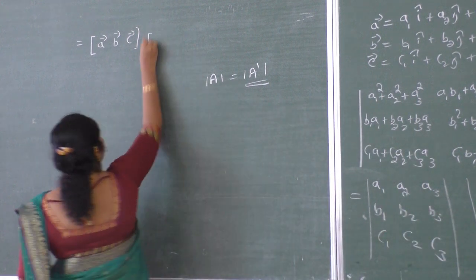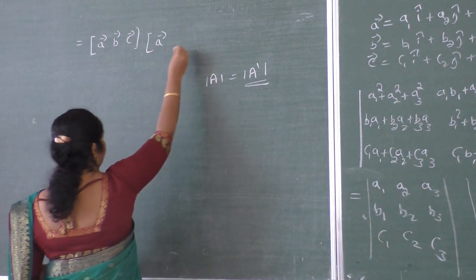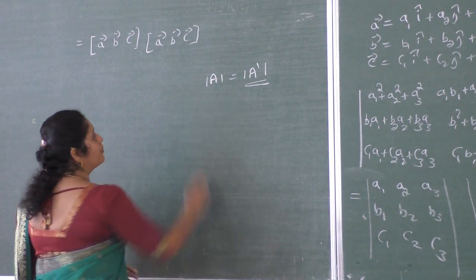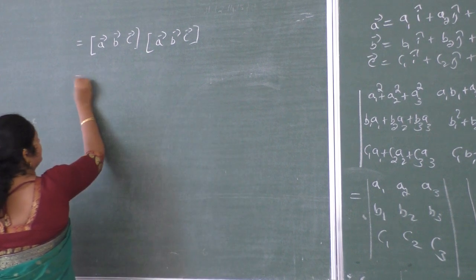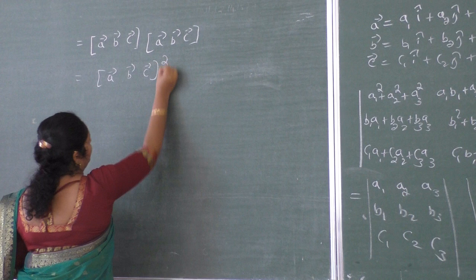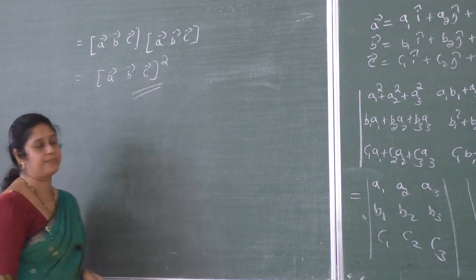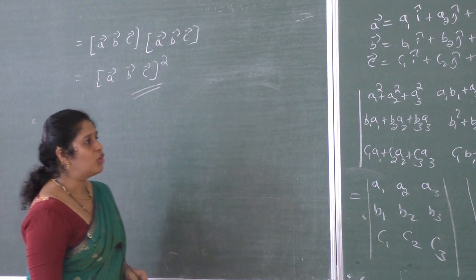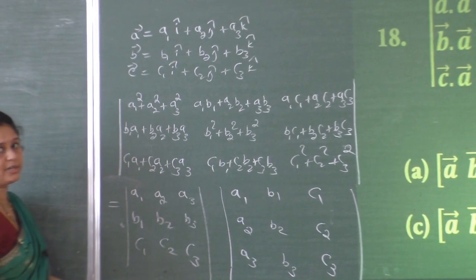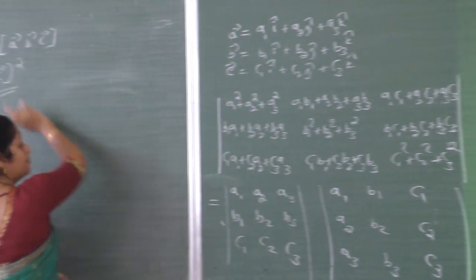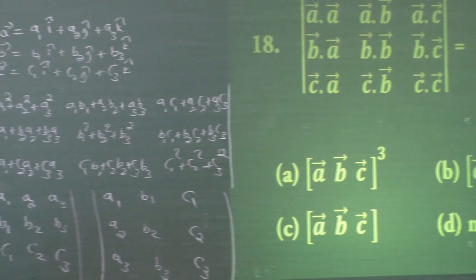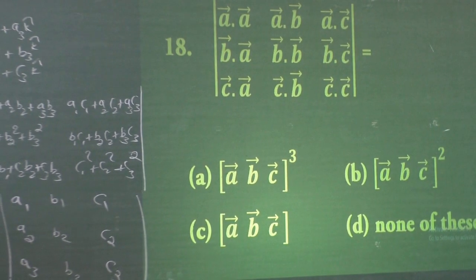So I can write the second one as the scalar triple product of vector A, vector B, vector C. Okay, what is the answer then? The scalar triple product or box product of vector A, vector B, vector C, squared. Therefore you can write the given determinant as a product of two determinants, then you can find the answer. Okay, option B is the right answer for that given question.